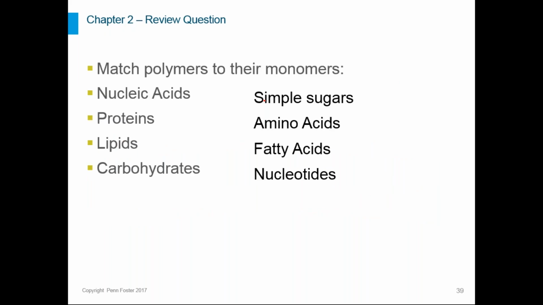This one's not actually a poll because it's a matching type question, so there's no way to set that up. So just think about it. We're going to match the polymers to their monomers. So you have the polymers on the left, the real big molecules, and then on the right are monomers. They're the shorter, smaller molecules that make them up. So I'll just give you about 30 seconds to think about which ones go with which, and then we'll review the correct answers.